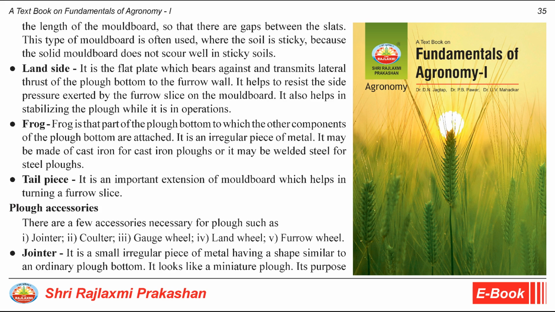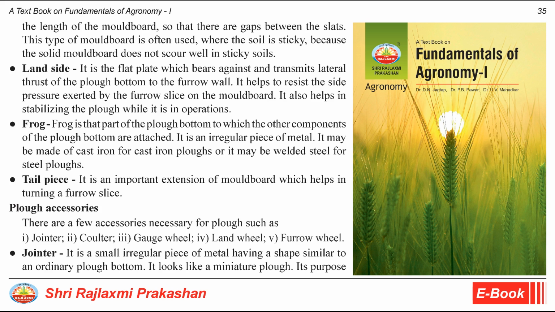Land side. It is the flat plate which bears against and transmits lateral thrust of the plough bottom to the furrow wall. It helps to resist the side pressure exerted by the furrow slice on the mold board. It also helps in stabilizing the plough while it is in operation. Frog is that part of the plough bottom to which the other components of the plough bottom are attached. It is an irregular piece of metal. It may be made of cast iron for cast iron ploughs, or it may be welded steel for steel ploughs. Tailpiece. It is an important extension of mold board which helps in turning a furrow slice.